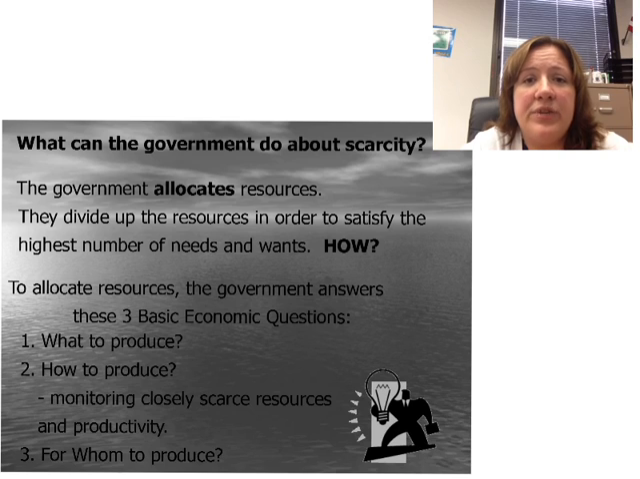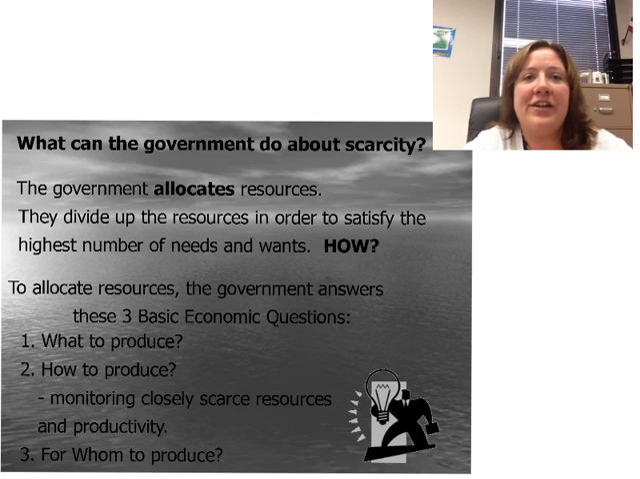They divide up the resources in order to give as many people as they can. Sorry about that. The announcements came on. They divide up the resources so the highest number of needs and wants can be met.